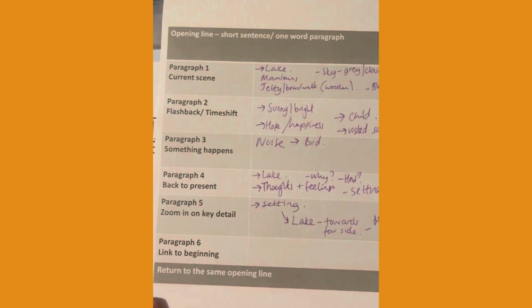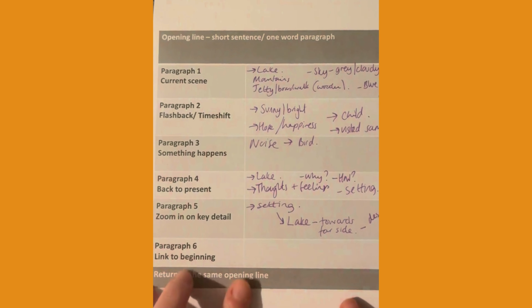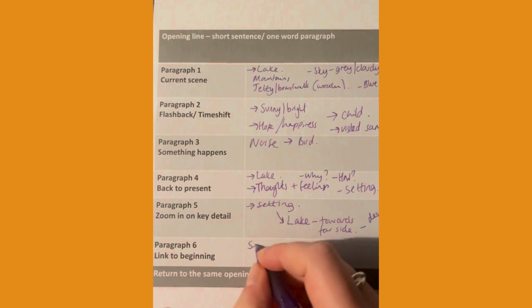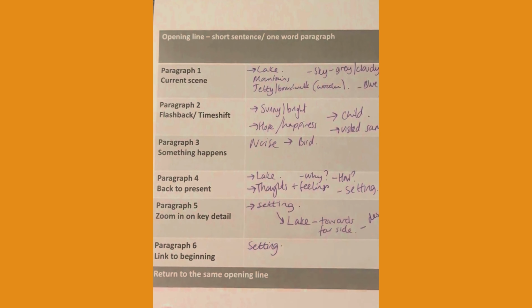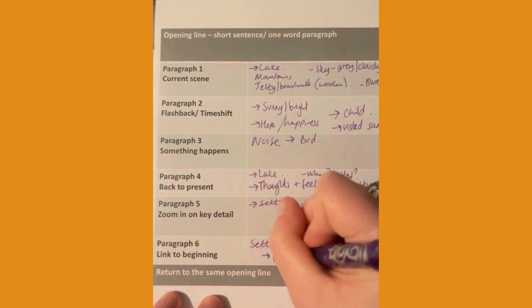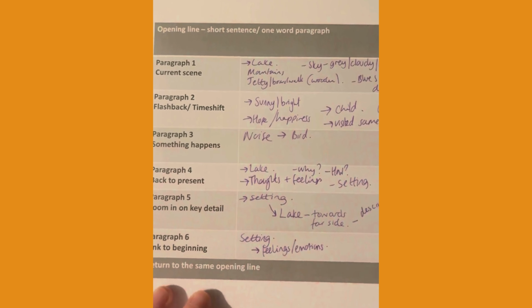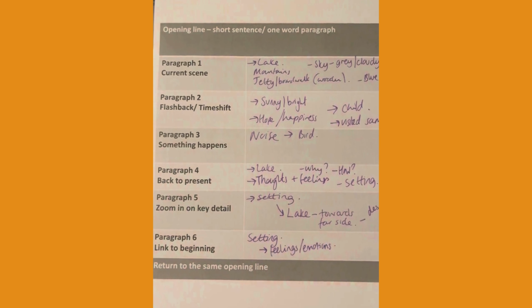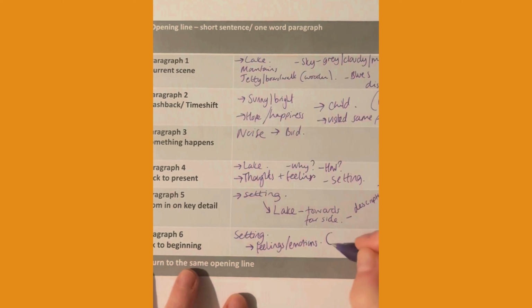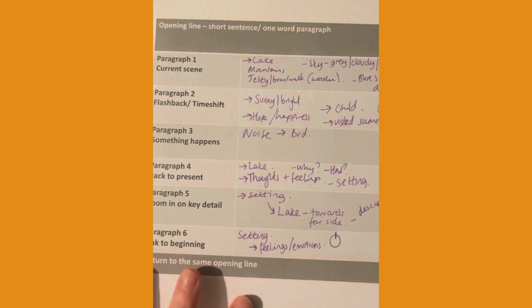Paragraph 6, this is the one where we get the extra push for our secure response. To link back to the beginning, we want to go back to the current scene. So we're going to go back to setting, and that's all of the setting. You may want to have a few more feelings and emotions in here as well. And we want some link to the beginning. We're not going to write the exact same things, but we want the same sort of process in our final paragraph, just to make sure we've got that cyclical structure. Remember, we're looking for a cyclical structure where the beginning is very similar to the end.